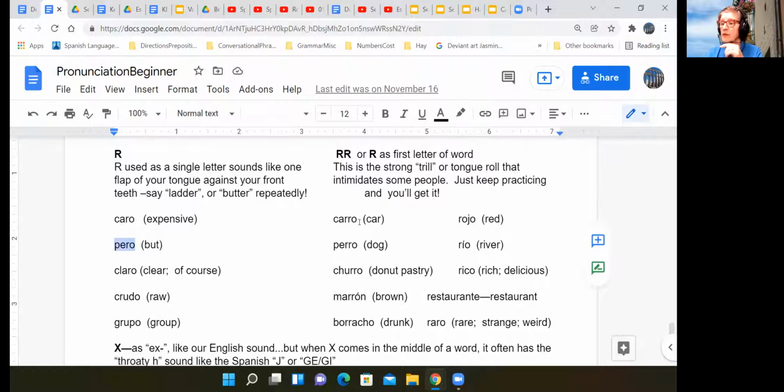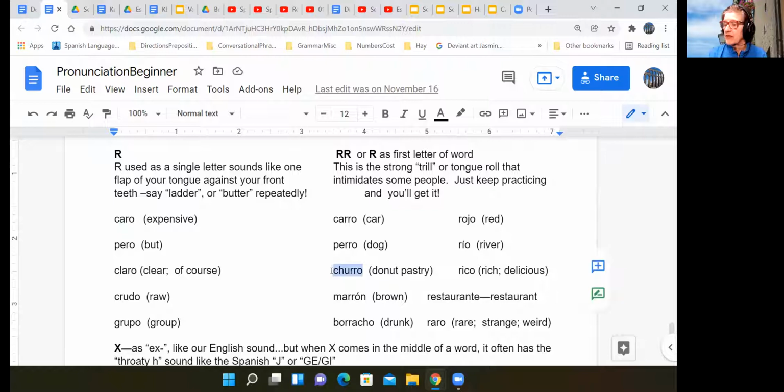So if you hear the word perro, a stronger trill, they mean bow wow doggy, not pero of but. If you hear carro, they mean an automobile, not caro something. El carro es caro. The car is expensive. El carro es caro. Bien, okay.